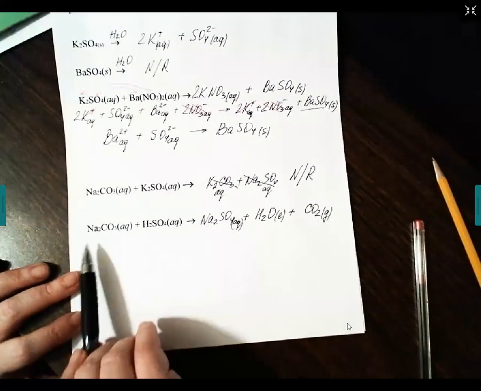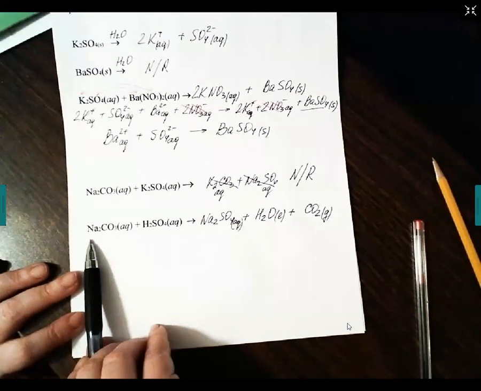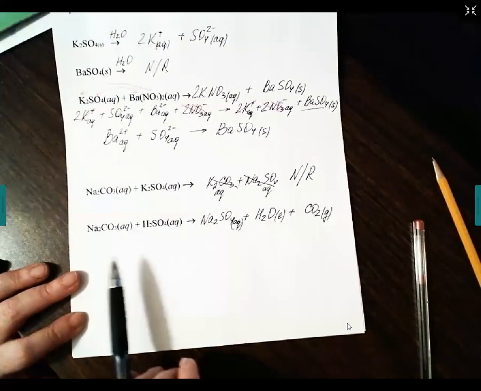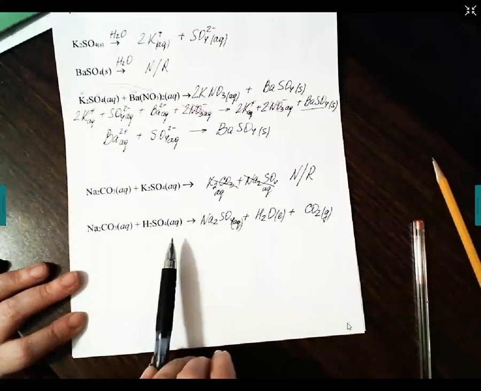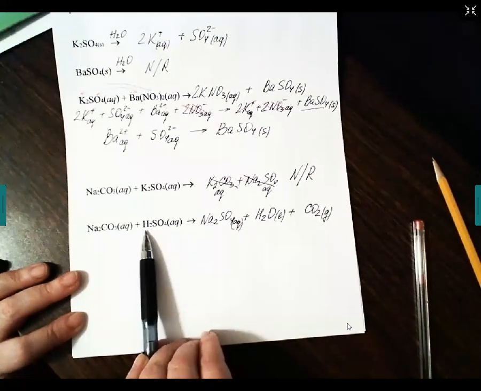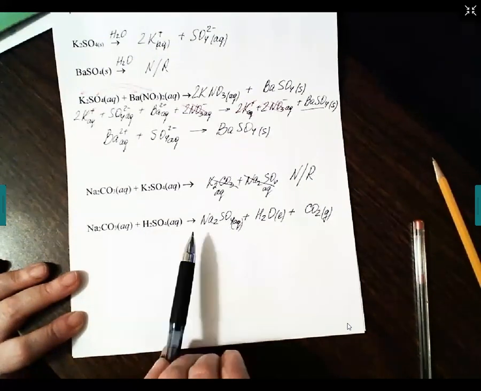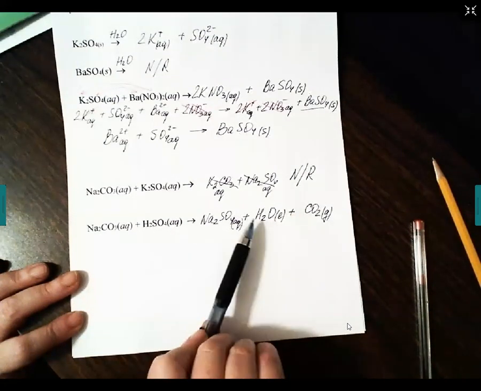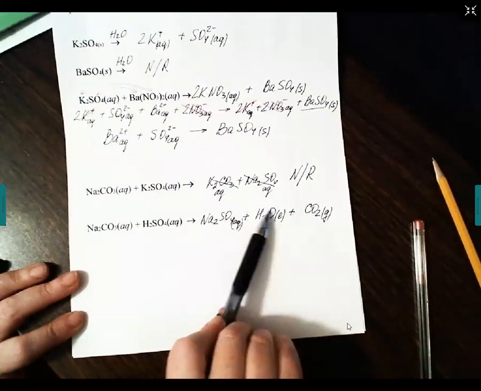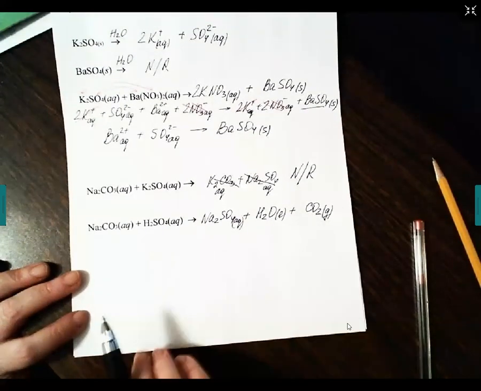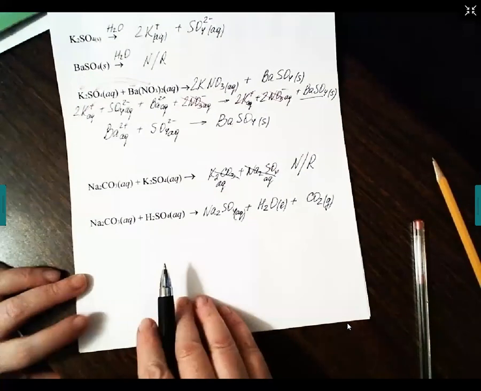Now let's check if it is balanced. I guess it is balanced: 2 sodium, 1 sulfate, 2 hydrogen atoms and 1 carbon, and 3, 1 plus 2, 3 and 3 on the left side, oxygen atoms. So this reaction is balanced.